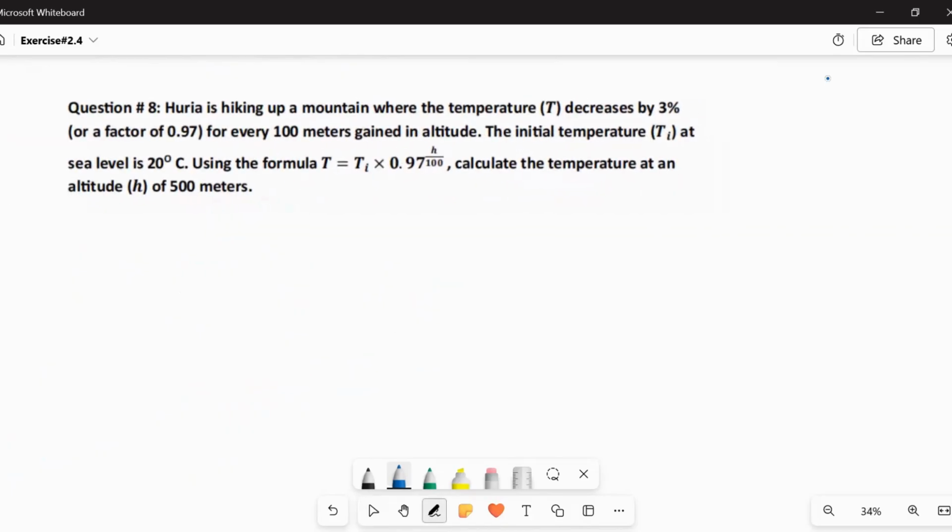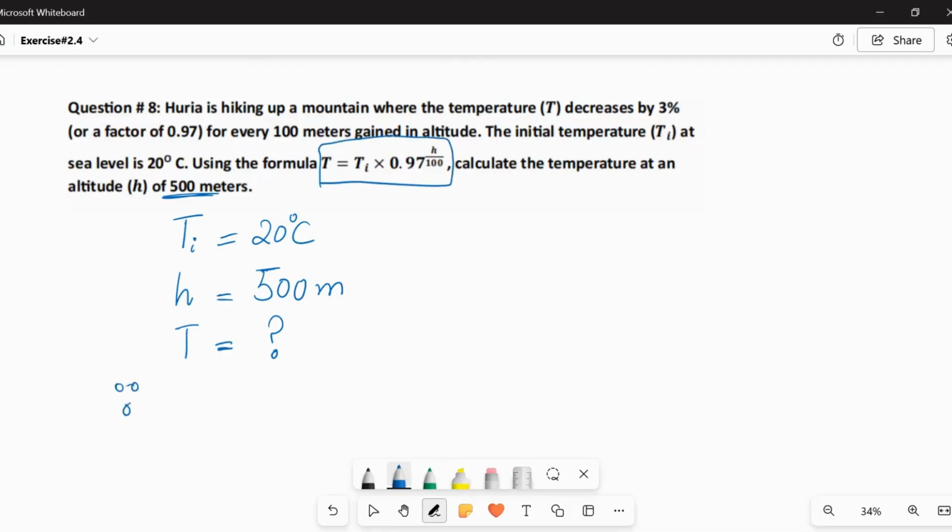So just gather the info which is given. The initial temperature is given, which is denoted by Ti, which is 20 degree Celsius. And the altitude at this temperature is given, which is represented by h, and it is 500 meters. And we need to find the final temperature, which we will denote by capital T. And the expression is given. We can use this expression to find the final temperature.